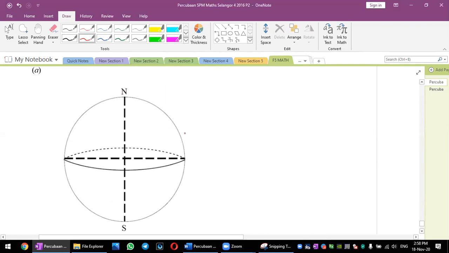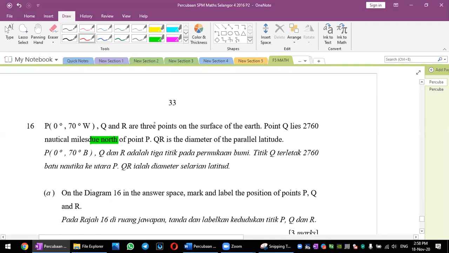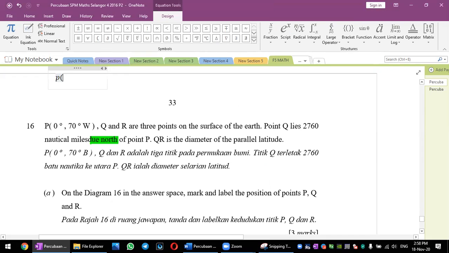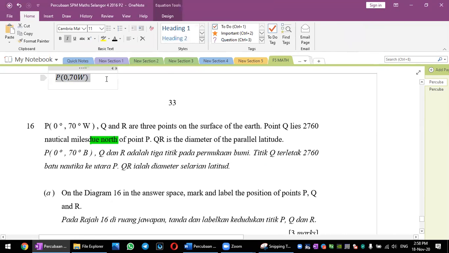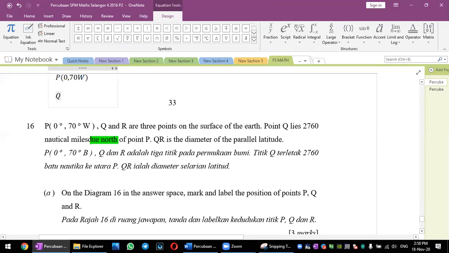Okay, here they give you already. I think I find for Q dulu. Okay, label dulu. P is 0 degree and 70 degree west. And then Q di atas P. 2760 batu nautica. Nautical miles. QR is diameter.